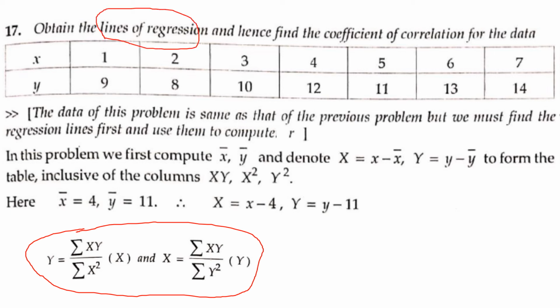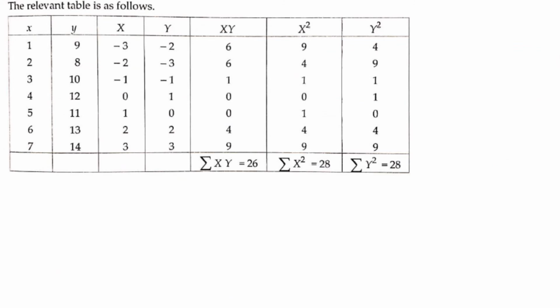Let us form a table now which includes the x column, that is capital X column, capital Y column, and capital X into Y column, then x square one column and y square another column. So these are the columns in the table. We require the summation of this and summation of this in the formula.